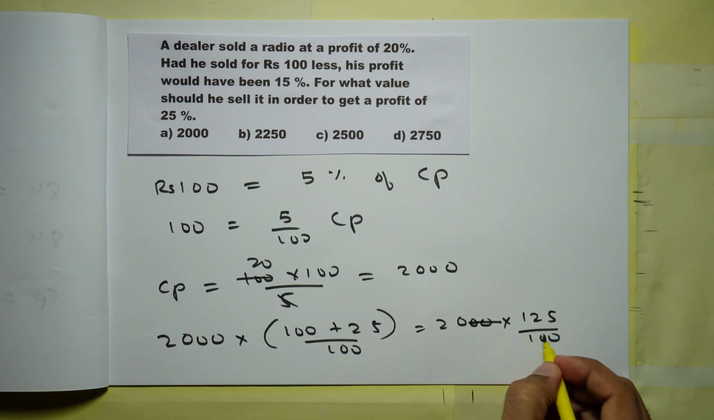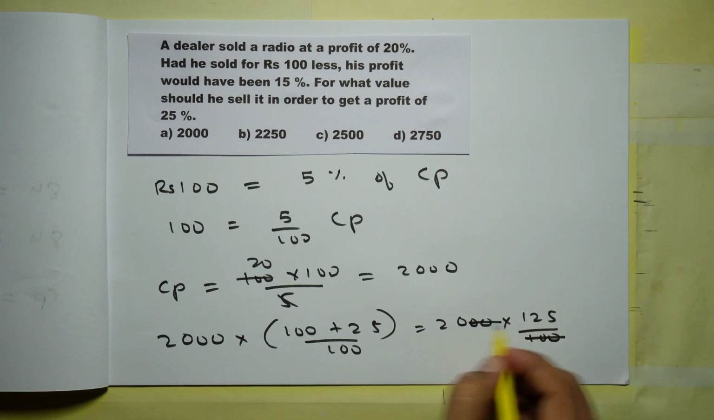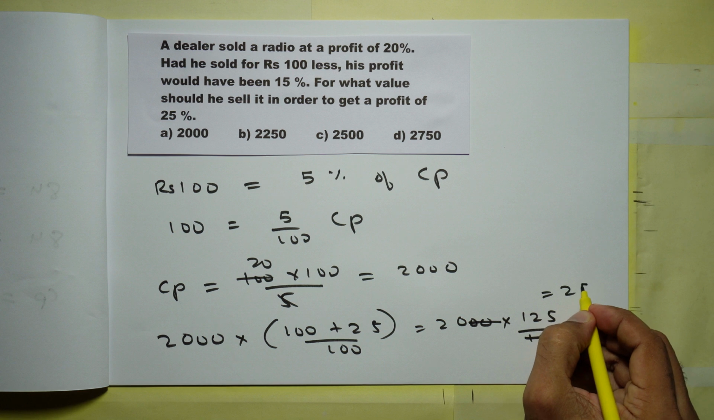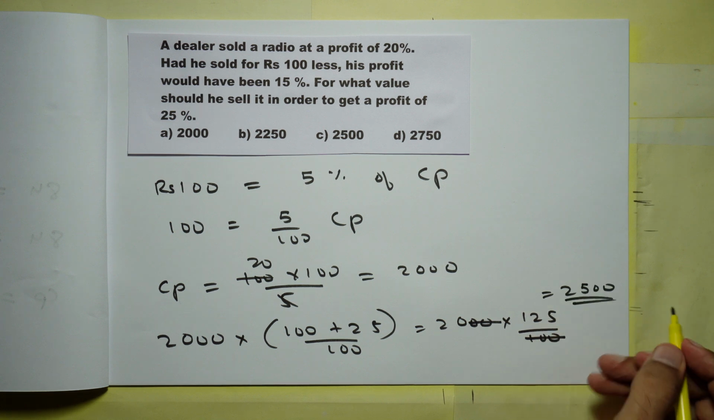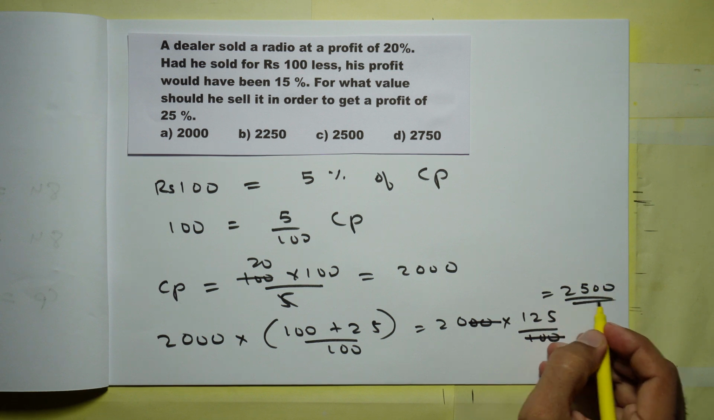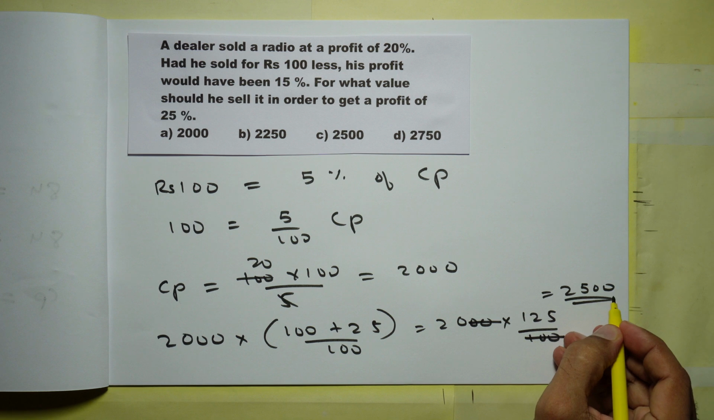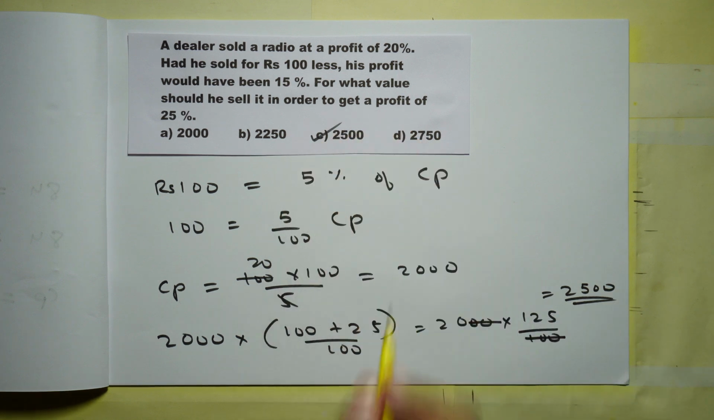I'll cancel 2 zeros here, and 2 into 125 is 250, and the 0 also, you will get it as 2500. So the selling price should be rupees 2500. Then he will get a 25% profit. Rupees 2500, option C.